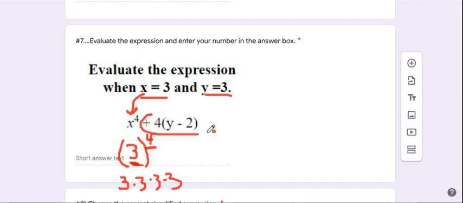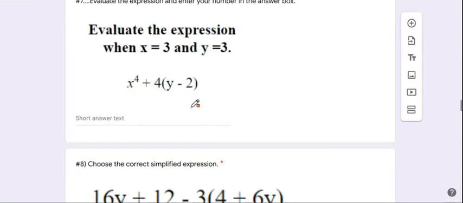Now, again, don't forget about this part right here, okay? You still have to do 4 plus y minus 2. And of course, you're going to plug the 3 in for y right there to evaluate the expression.